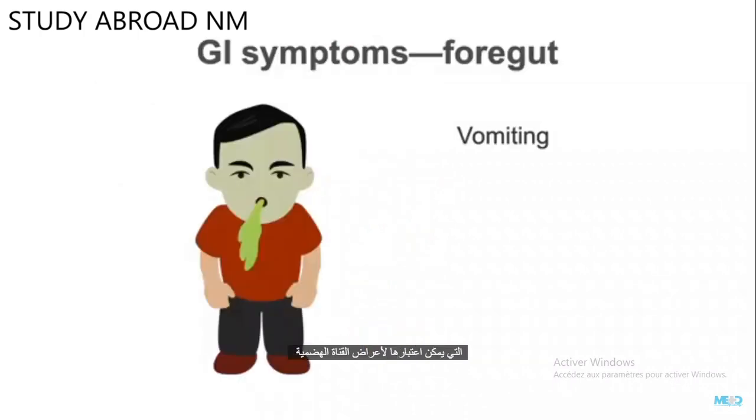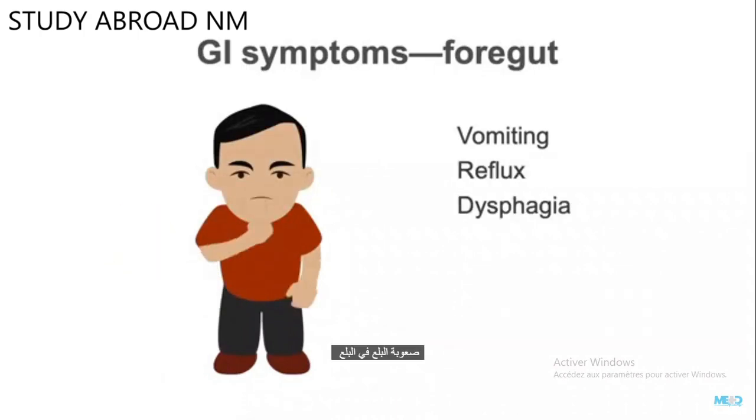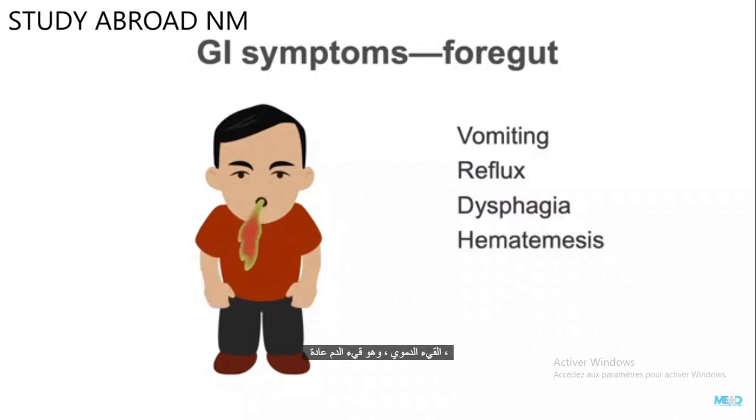Symptoms that may be considered foregut symptoms include vomiting, reflux associated with heartburn, dysphagia, difficulty in swallowing, hematemesis, which is the vomiting of blood, usually from a source in the upper GI tract. It's important to note that this is not to be confused with hemoptysis, which is the coughing up of blood associated with a source in the respiratory tract.